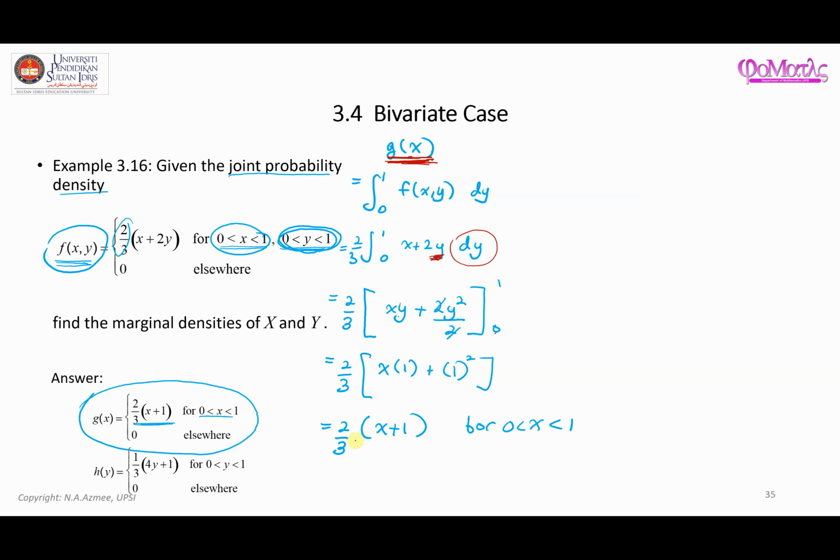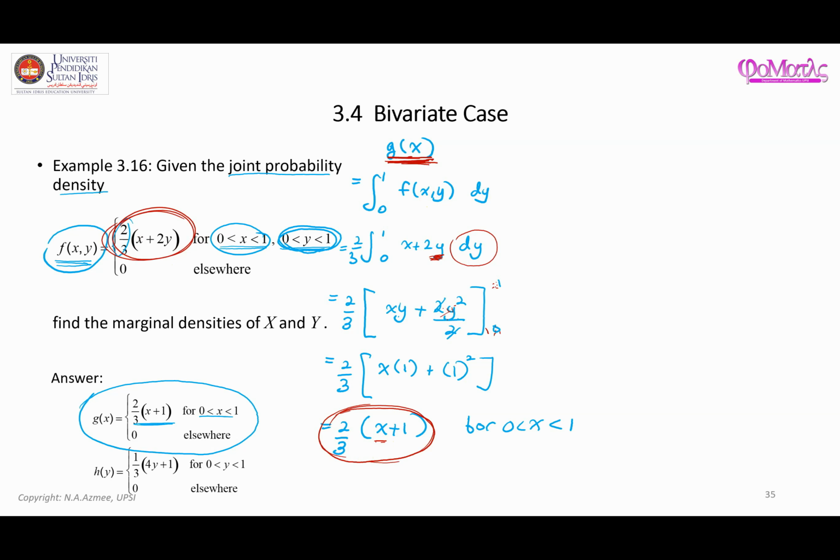So the end result is going to depend on x, because when you integrate with respect to y, you will be able to substitute the values of these numbers here into y, and by doing that you eliminate y from the original joint probability density, and therefore you get an expression here that only has x in it. Okay.